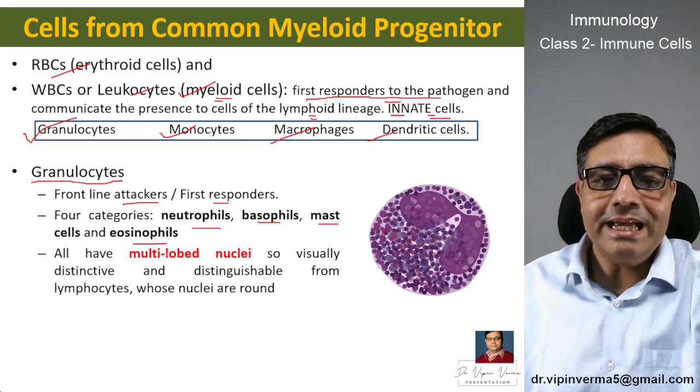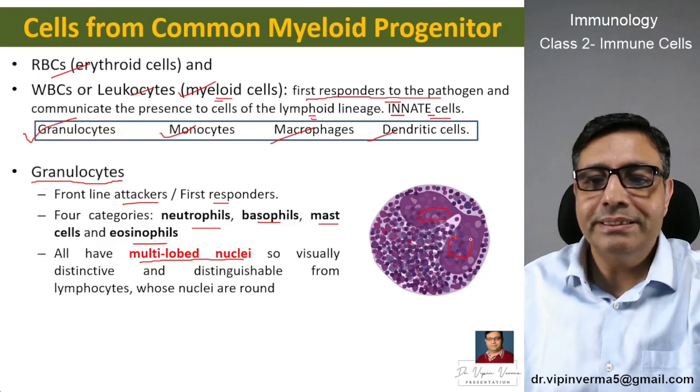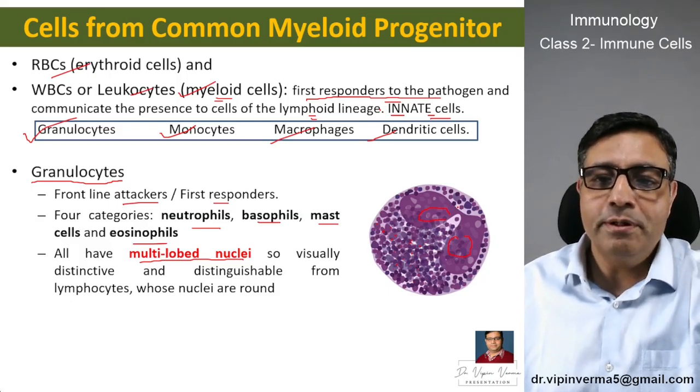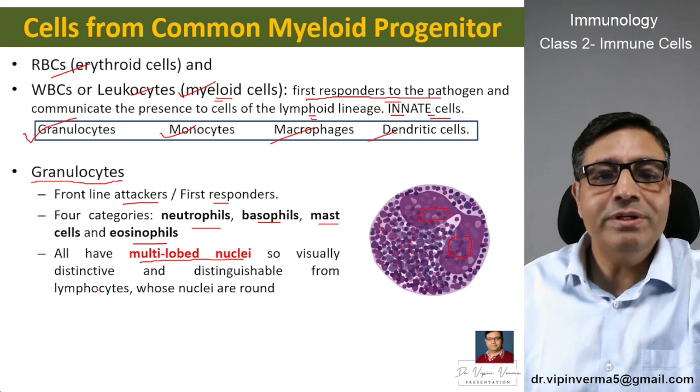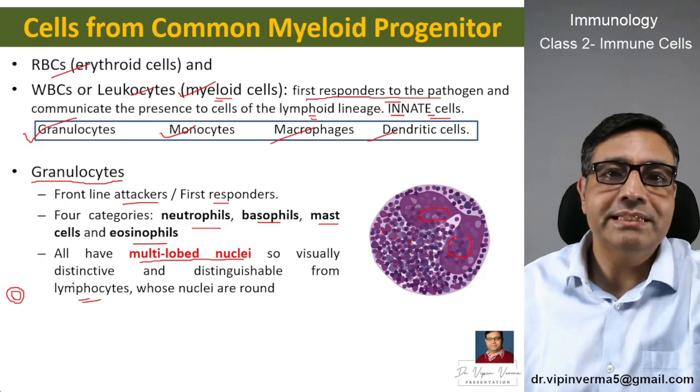And all these cells have the multi-lobed nuclei. So you can see here two lobes. One lobe is this and one lobe is this. So you can see that in this particular picture, the nucleus has two lobes. So they have the multi-lobed nuclei, and they are very visually distinctive and distinguishable from lymphocytes whose nuclei are round. So lymphocytes are the small cells and they have the round nucleus, whether they are the B cells or the T cells.